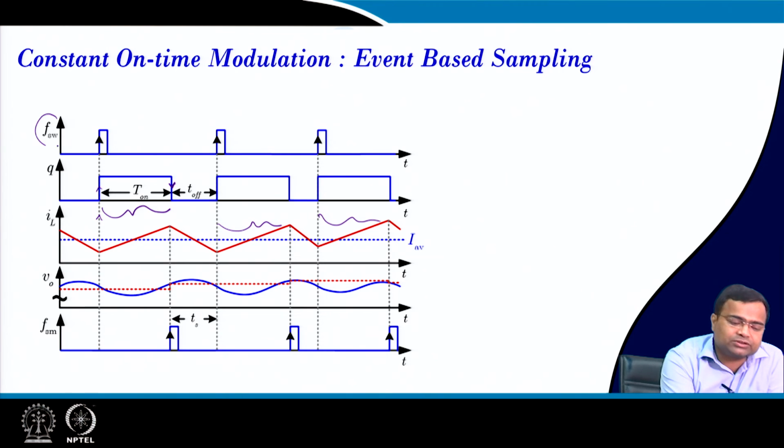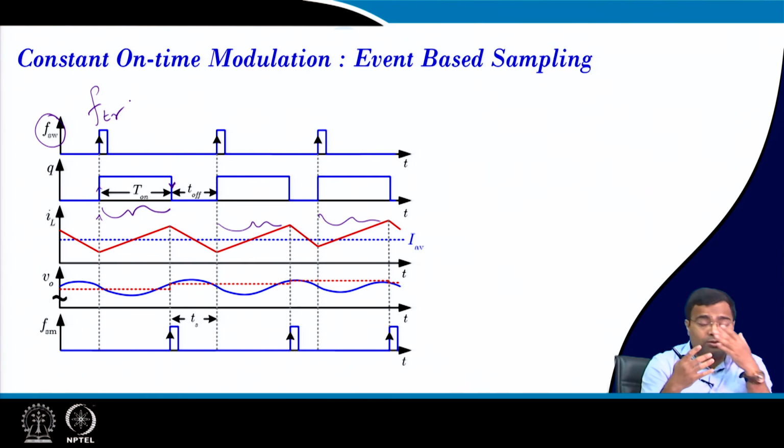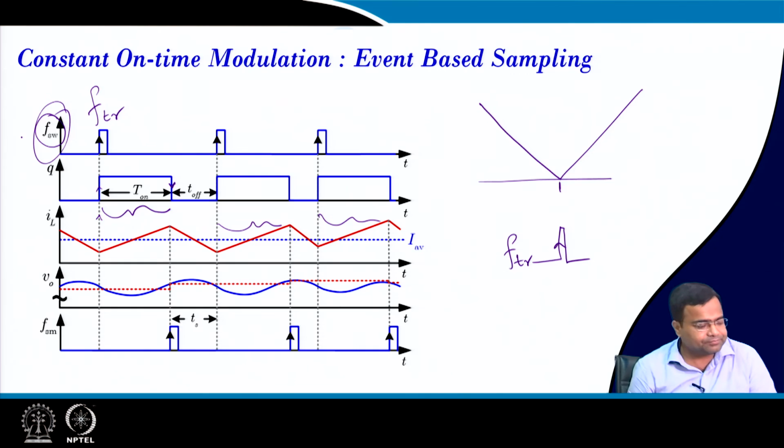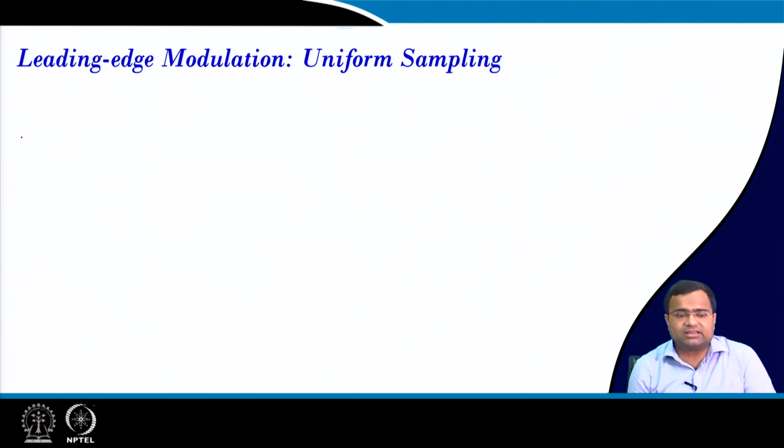So again, this is not a switching clock, it is a trigger clock, because this trigger clock is enabled when the monoshot timer is enabled. That means when the current will touch the valley current. So this is the event which will generate this trigger pulse. This trigger pulse will be enabled here. So this trigger pulse: leading edge modulation.